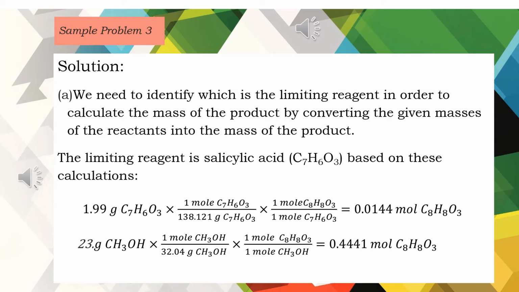To solve the problem, we need to identify which is the limiting reagent in order to calculate the mass of the product that could be produced. And that is by converting the given masses of the reactants into the mass of the product. The limiting reagent is salicylic acid based on these calculations.